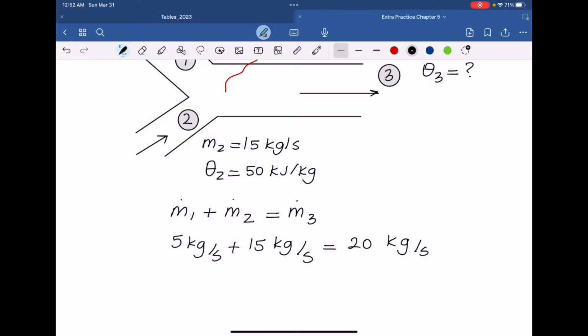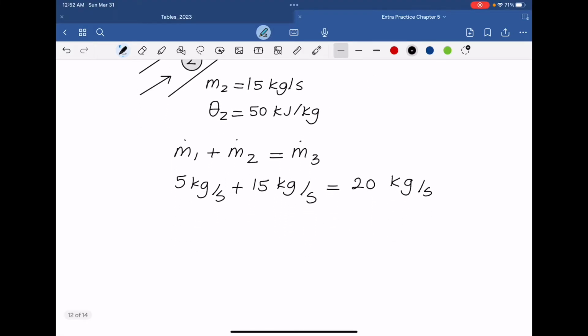Now, with that being said, let's write down the energy balance, because we know in a steady flow device, energy getting in is equal to energy getting out.